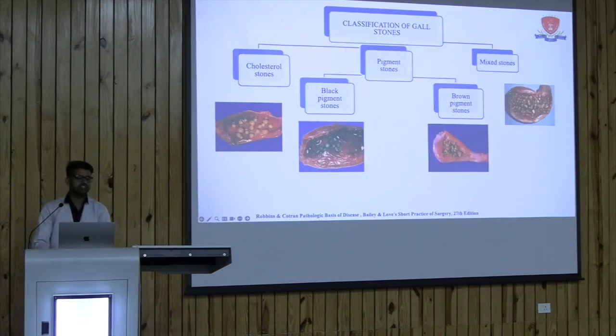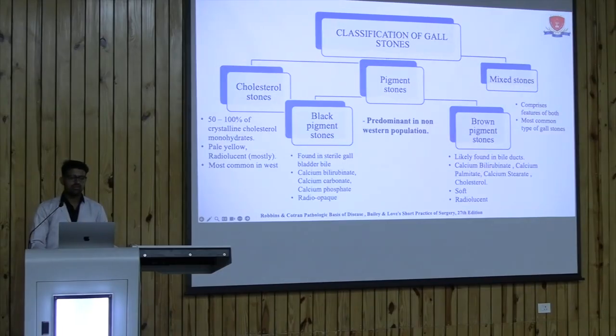Now comes the classification of gallstones. Gallstones are classified mainly into three types: cholesterol stones, pigment stones, and mixed stones. Pigment stones are again classified into two types: black pigment stones and brown pigment stones. Let's first talk about the cholesterol stones.